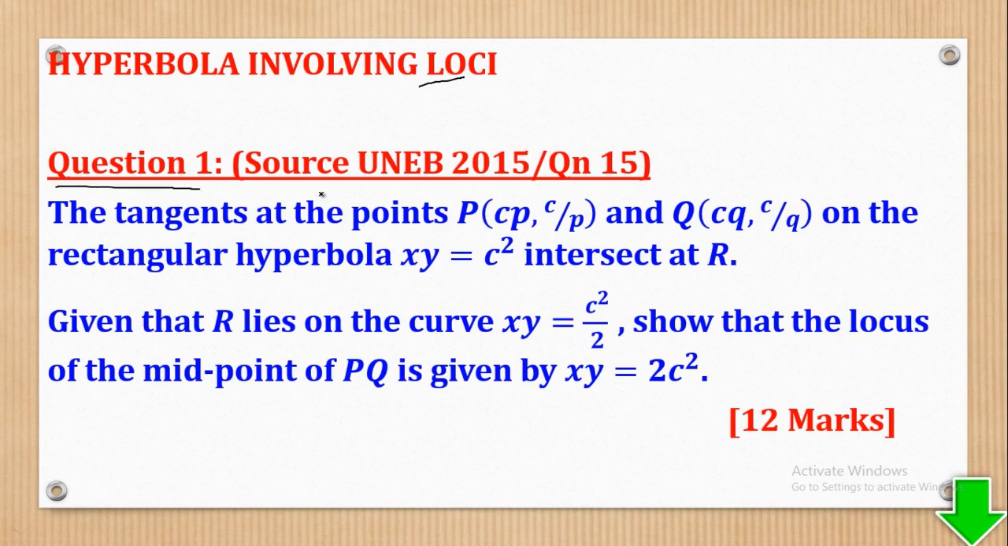Question 1 came from UNEB 2015, paper 1, question 15, and says that tangents at points P and Q, I think you realize that the variable can change. Previously we were using t, now you can use P and Q. The tangents at P and Q on a rectangular hyperbola intersect at R. Given that R lies on the curve this, show that the locus of the midpoint of PQ is given by this. So here we shall need a sketch.